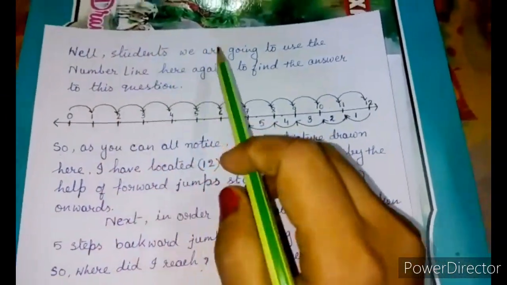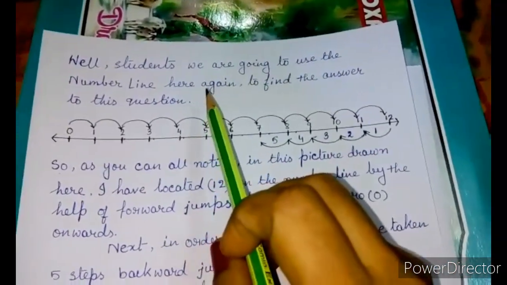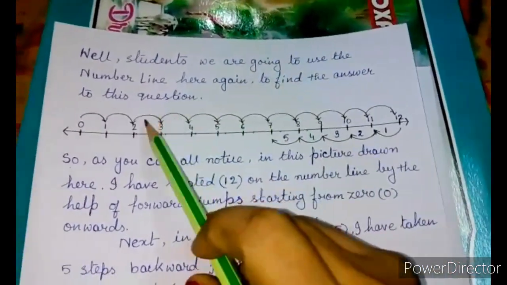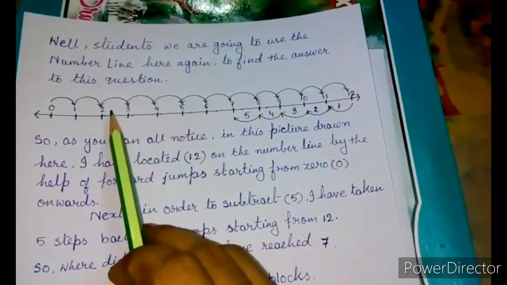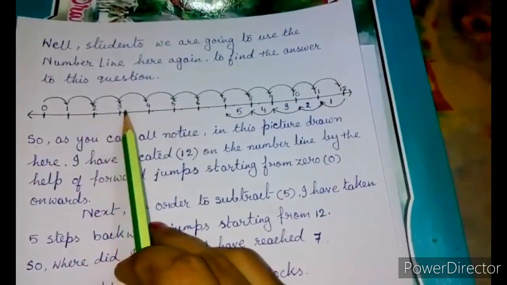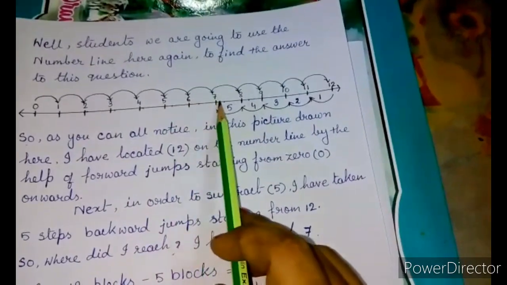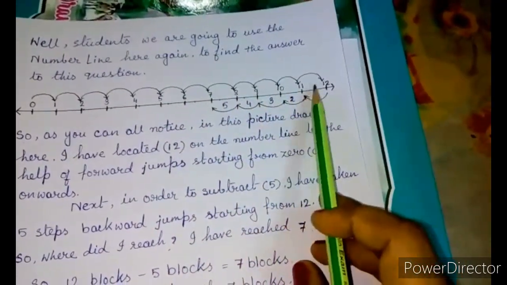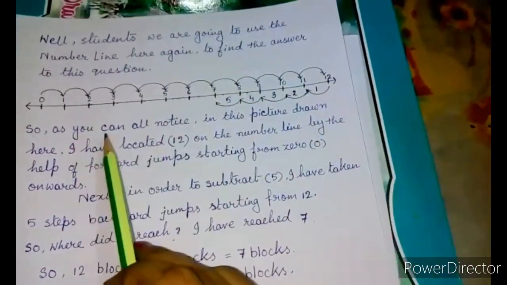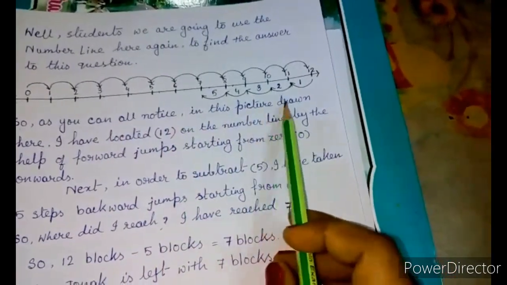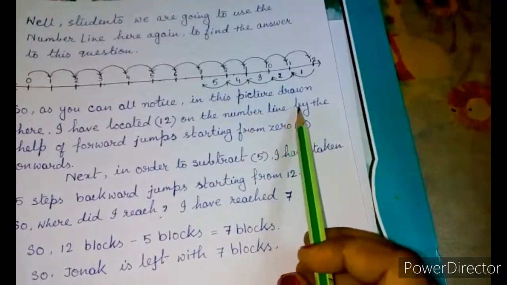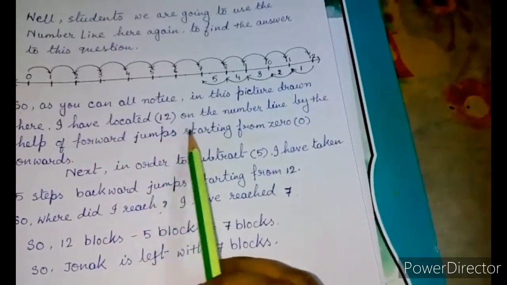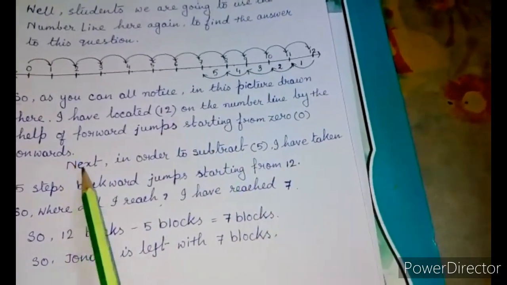Well students, we are going to use the number line here again to find the answer to this question. Here is the number line where I have drawn 0, 1, 2, 3, 4, 5, 6, 7, 8, 9, 10, 11, 12. So, as you can all notice in this picture drawn here, I have located 12 on the number line by the help of forward jumps starting from 0 onwards.